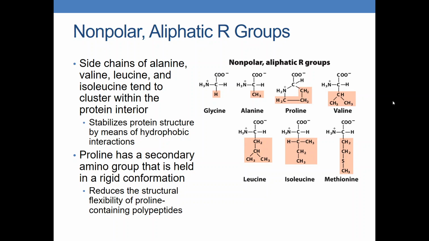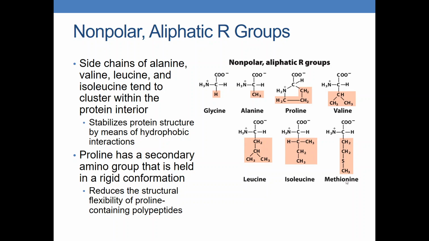Then we have valine, which is a propyl group. Leucine and isoleucine are butyl groups. So remember here, leucine and isoleucine, the only difference is that basically what I've done is taken one of these carbons on the end and tacked it onto this carbon over here. You do that and you have isoleucine. So these are both butyl groups.